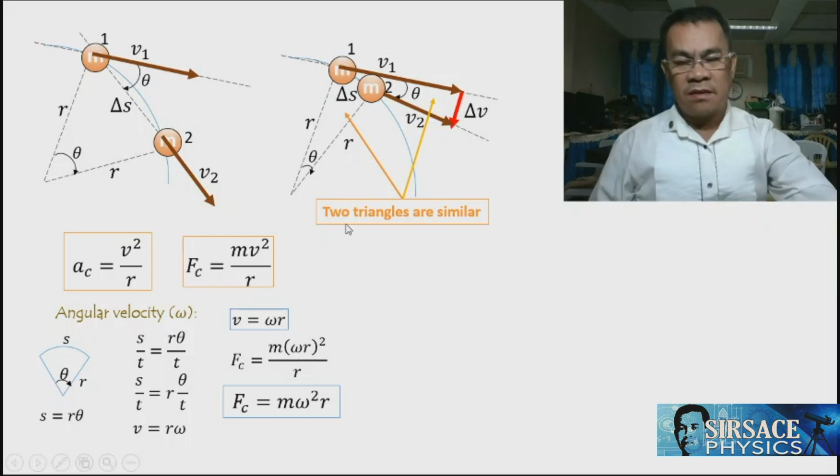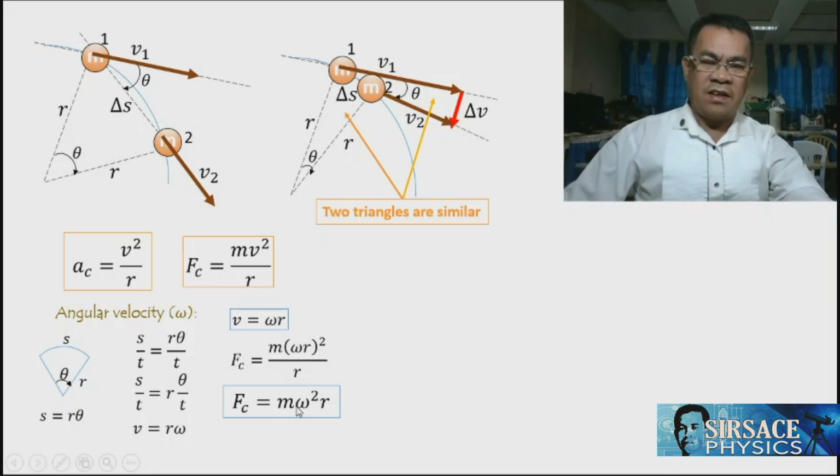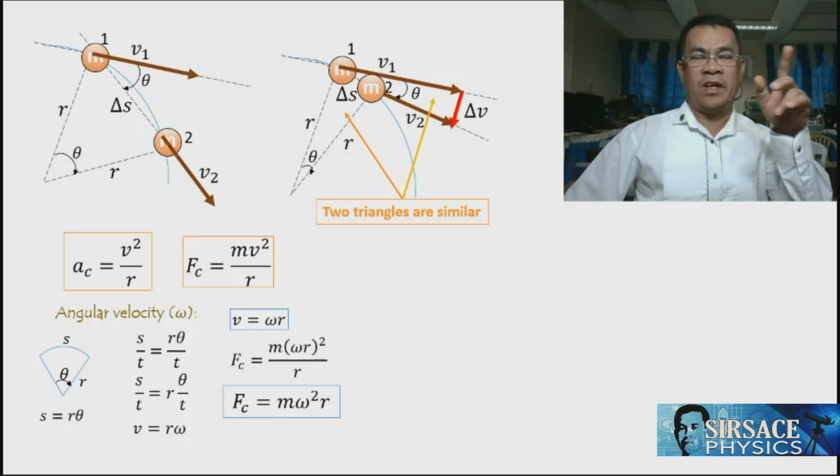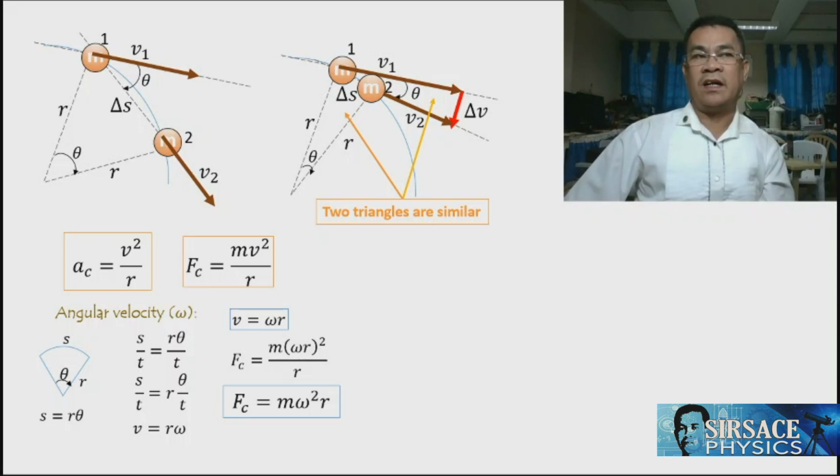Take note that if you are in SI, the angular velocity should be in radian per second. And this is kilogram, and this is meter. So therefore, the resulting unit must be Newton. So if the given is RPM, convert that to radian per second. Now remember, one revolution is 2 pi radian. So convert the one rev to 2 pi.